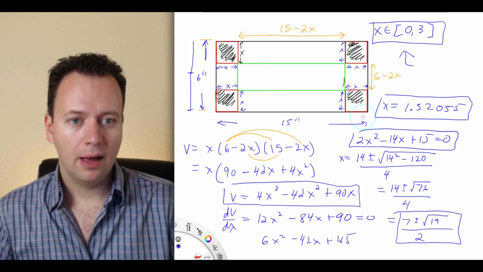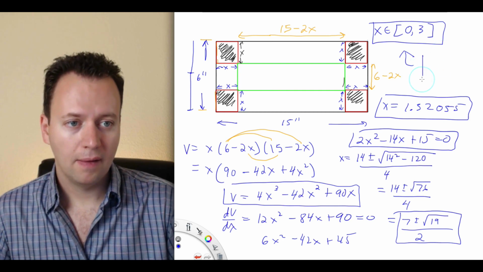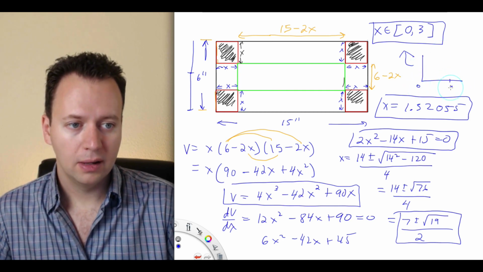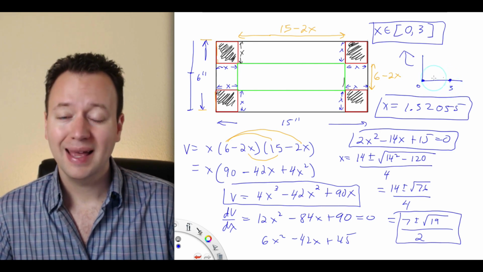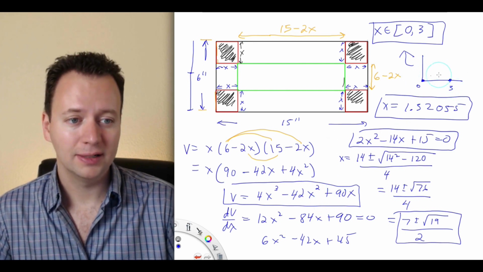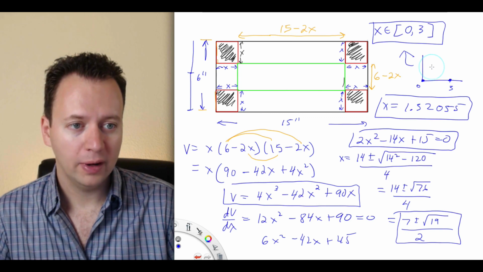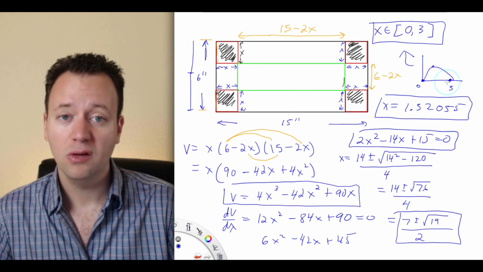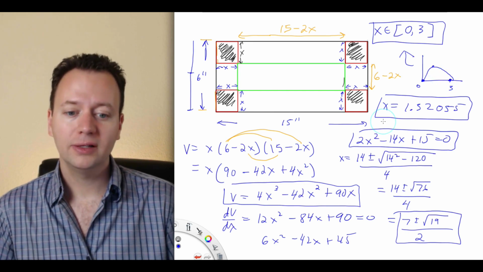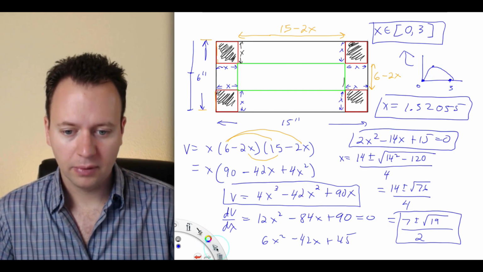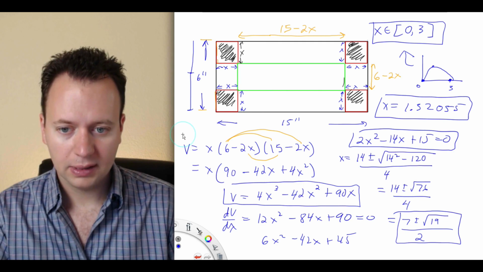Now, we have a domain 0 to 3. The volume of the box is equal to 0 at both of those points. In between, this volume has to be positive. And we only have one critical point at 1.32055, so that's going to have to be the maximum. But suppose we want to confirm that this is the maximum, we can use the second derivative test.